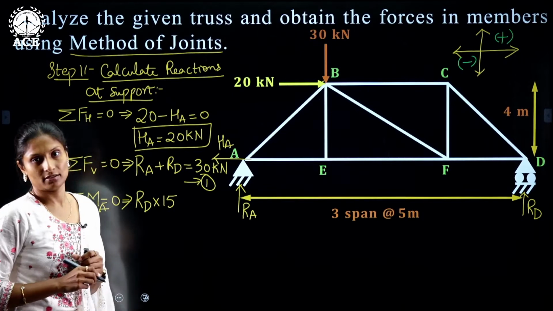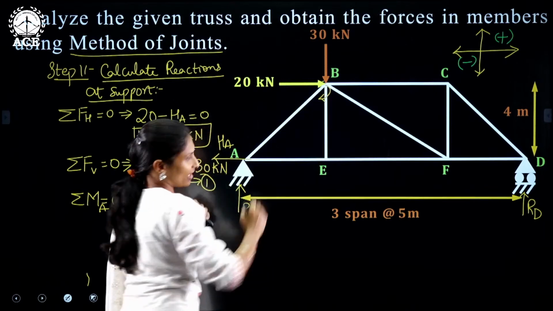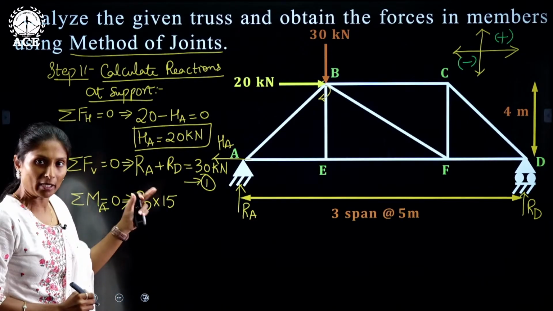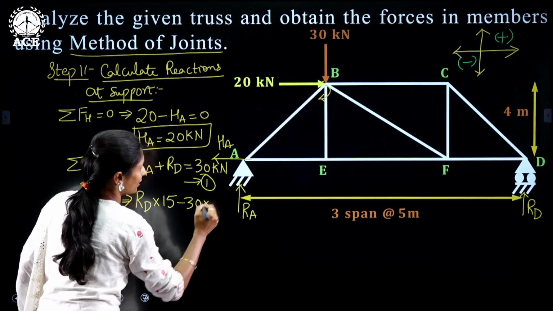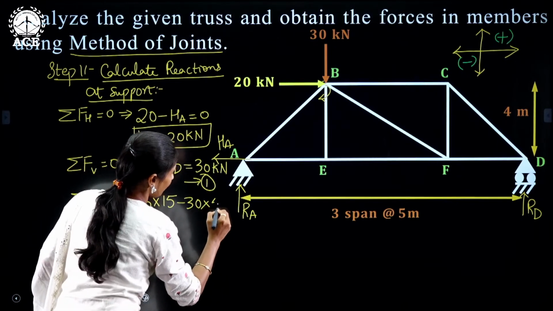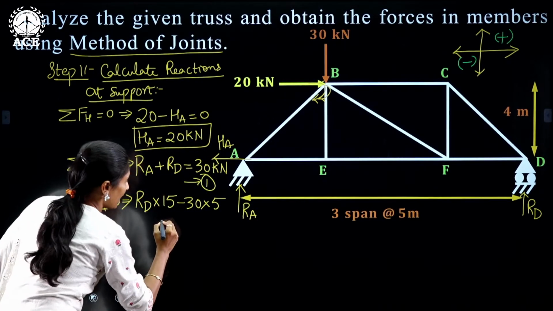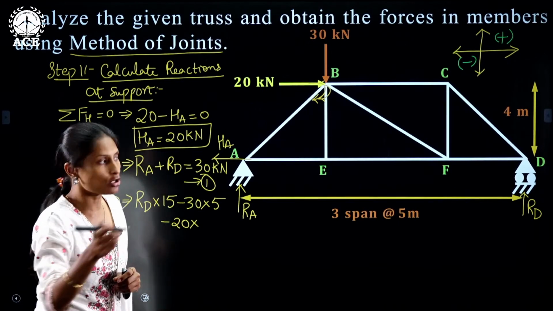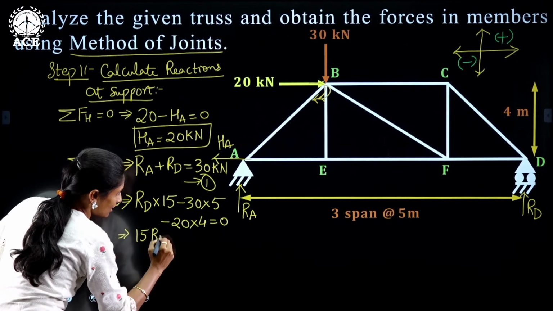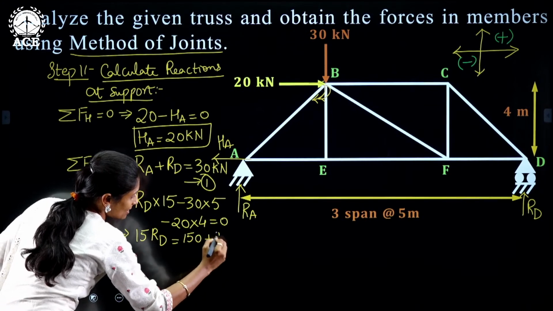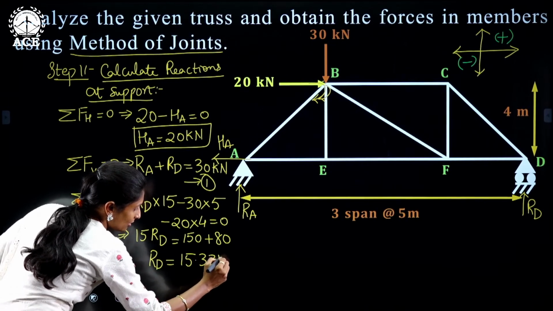RD into 15. Then 30 kilonewton load is creating a clockwise moment. As we have considered anti-clockwise moment positive, we have to take clockwise moment as negative. So minus 30 into what is the distance between 30 kilonewtons and the point A? It is 5. Similarly, due to 20 kilonewtons also we are getting a clockwise moment. So minus 20 into horizontal load into vertical distance, 4 equals to 0. That implies 15 RD is equals to 150 plus 80. From this we can write RD is equals to 15.33 kilonewtons.